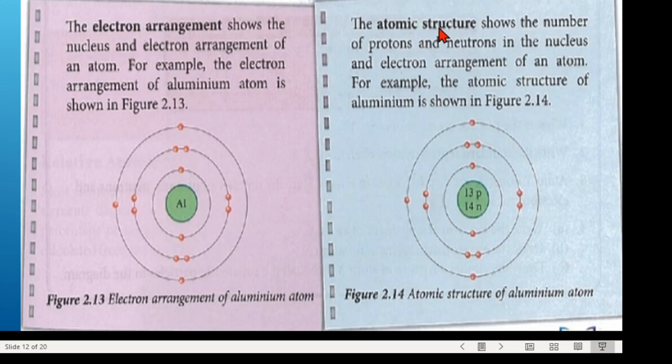Tapi kalau dia bilang atomic structure, draw atomic structure, di dalam nukleus dia itu, jangan lagi kamu letak simbol aluminium, tetapi kamu mesti show the number of proton and neutron in the nucleus. So, kita tahu bahawa aluminium, dia punya proton number is 13. 13, so 13 P. P means proton. So, 13 proton inside the nucleus. And then, neutron dia inside the nucleus is 14. 14 N. N is neutron.